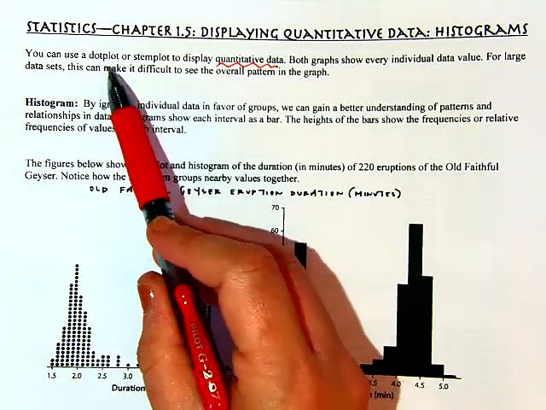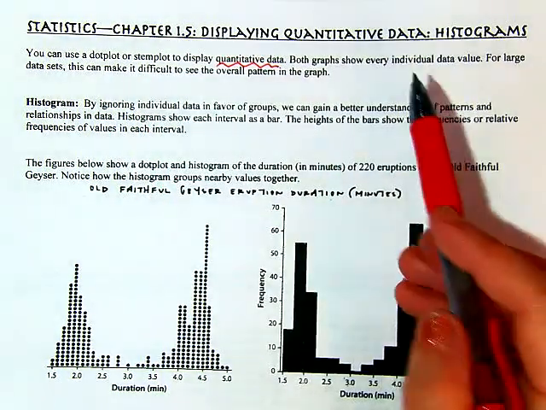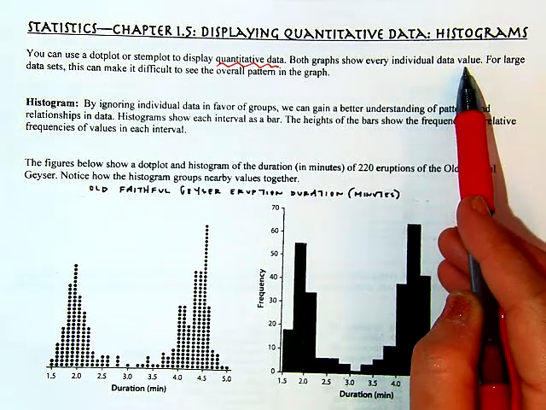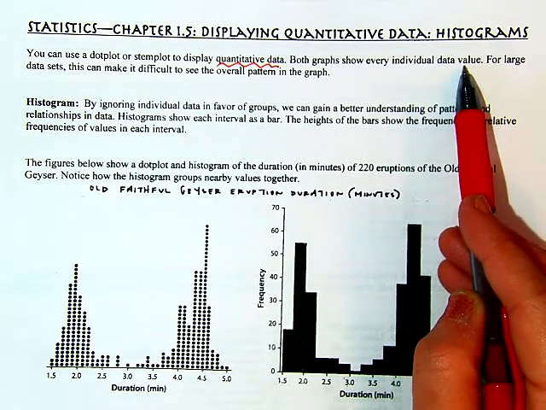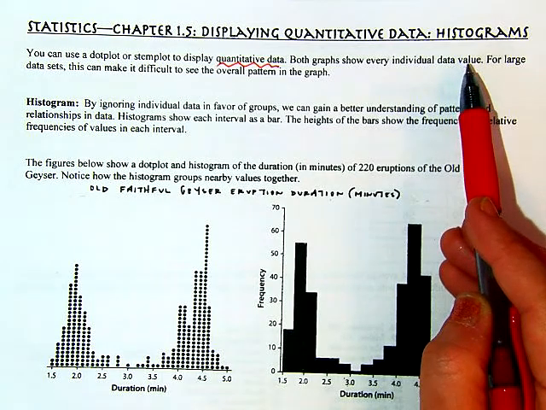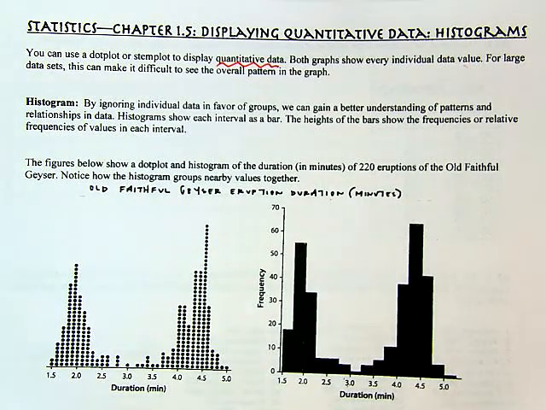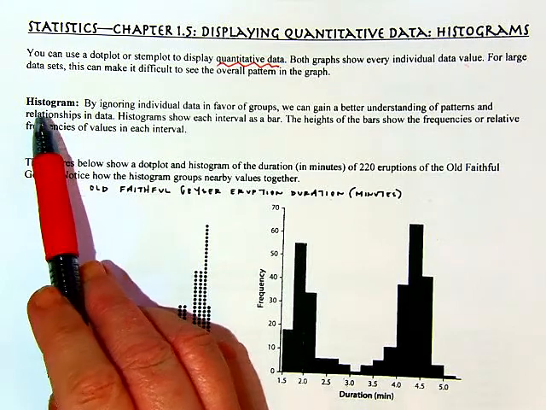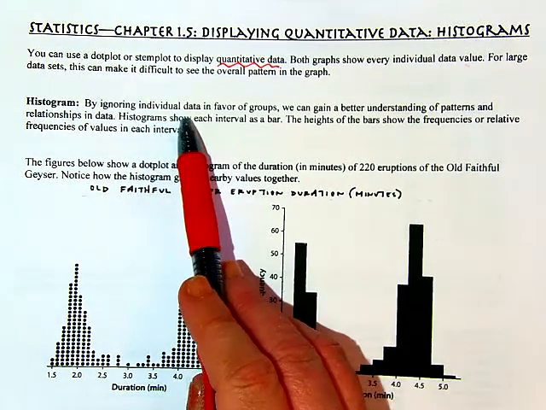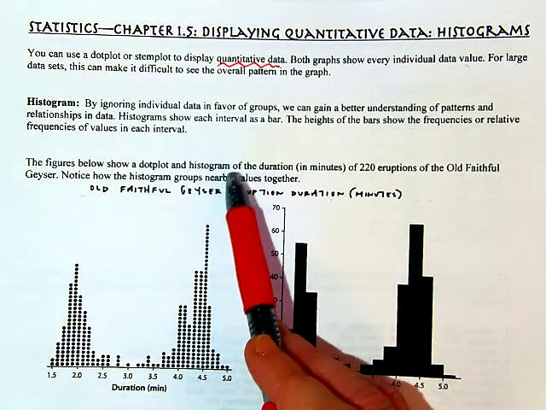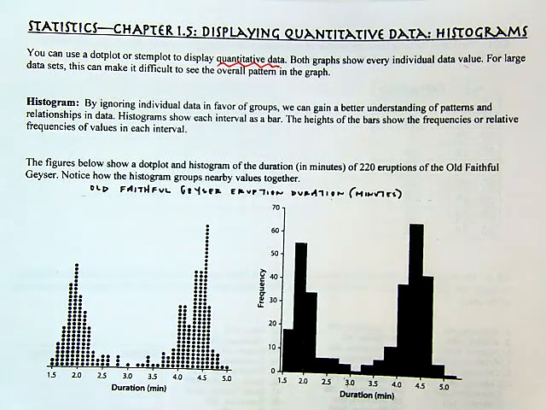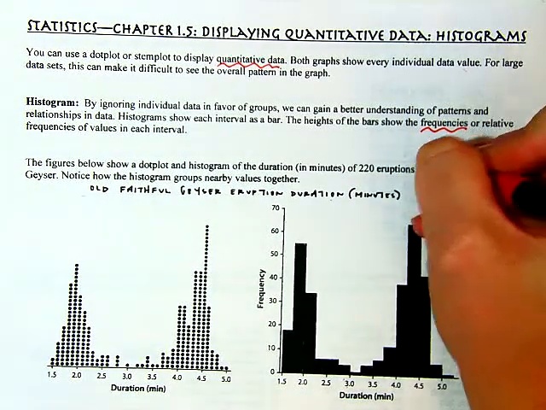Both the dot plot and the stem plot are able to show every individual data value, so that's the appeal of that style of graph. But for large data sets, that can make it really tricky to see the overall pattern in the graph. So we're making way for our new style, which is the histogram. By ignoring individual data in favor of groups, we can gain a better understanding of patterns and relationships in data. Histograms show each interval as a bar, and the height of the bars show the frequencies. It's a fancy word for count.